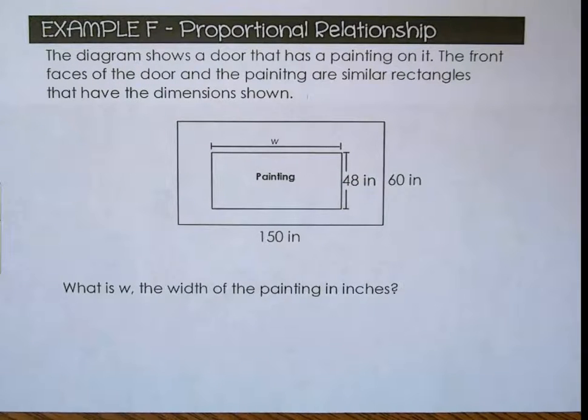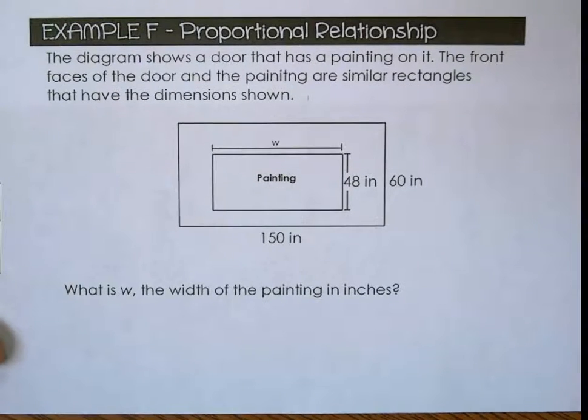Okay, this is our last example. It's actually example E, not F. Anyways, the diagram shows a door that has a painting on it. The front faces of the door and the painting are similar rectangles. They have the dimensions shown. What is W? The width of the painting in inches.